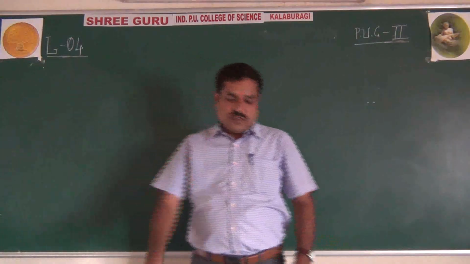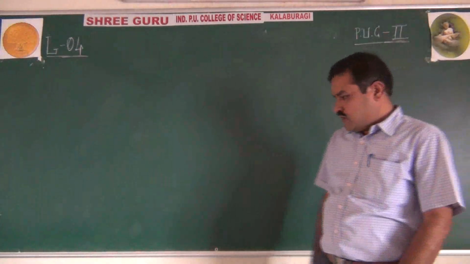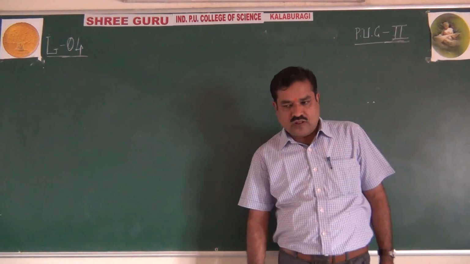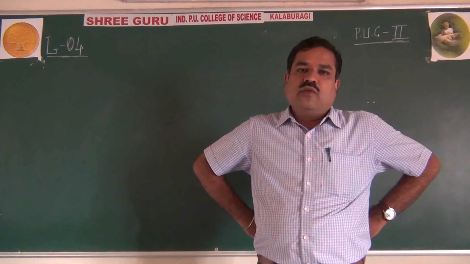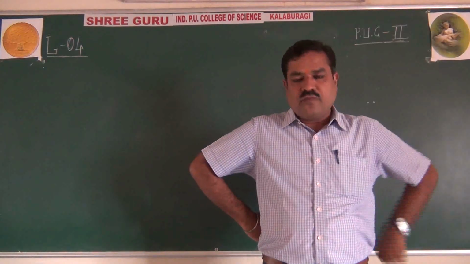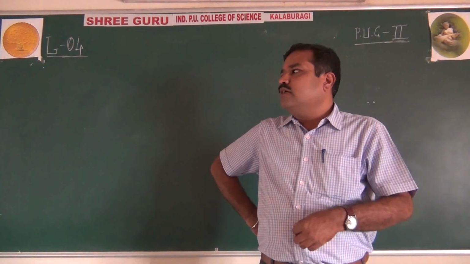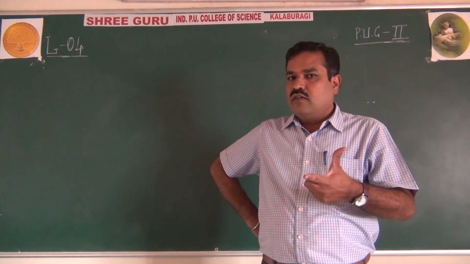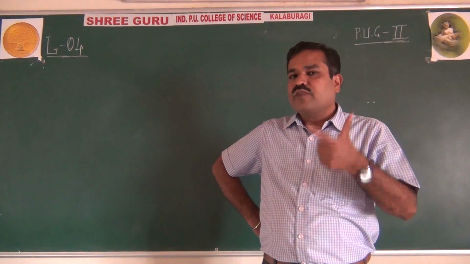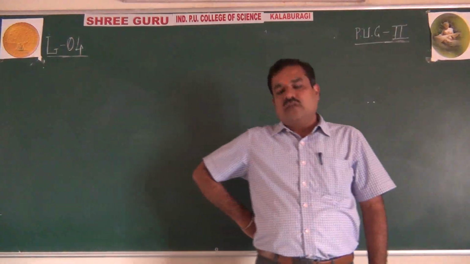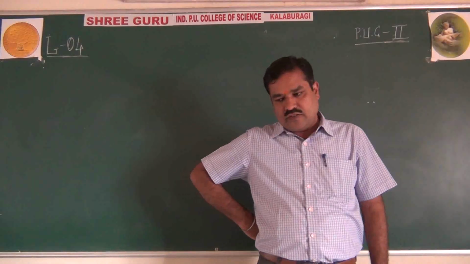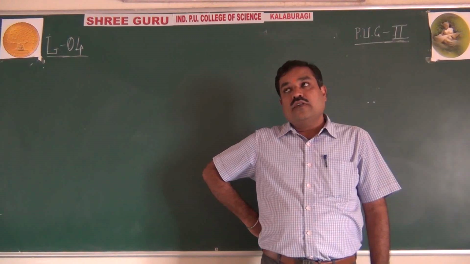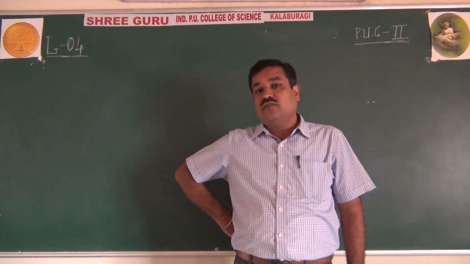Good afternoon students. In the last 3 classes, we have discussed the group 15 elements: physical properties, chemical properties, and anomalous properties of nitrogen. In the previous class I completed dinitrogen, compounds of dinitrogen, ammonia, Haber's process, and even physical and chemical properties. I also completed oxides of nitrogen.